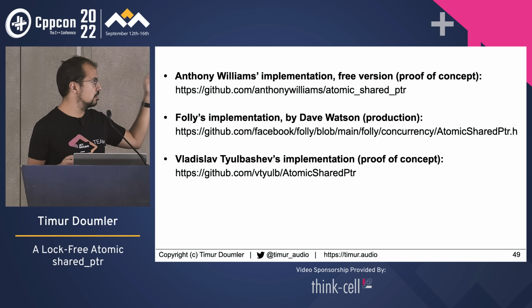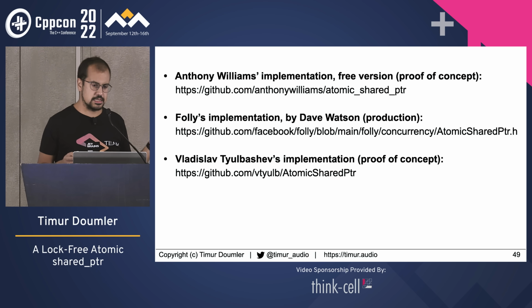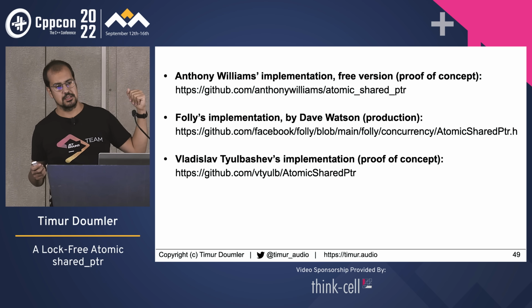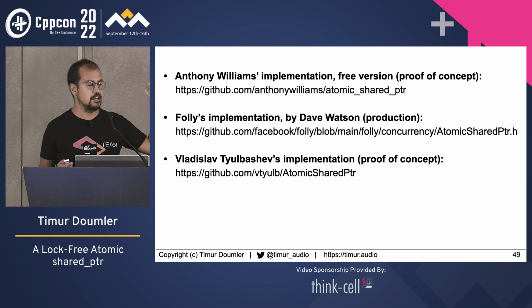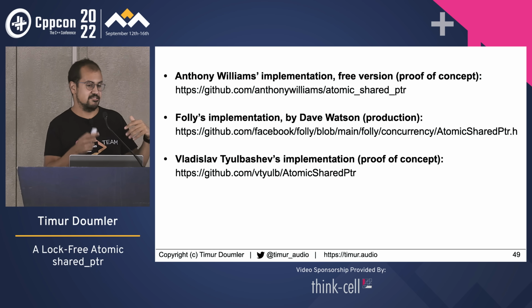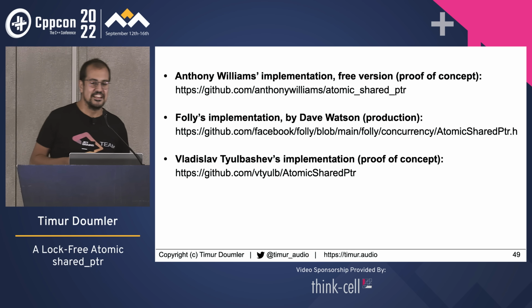And then there's the third one by somebody called Vladislav Tulbashev. He basically looked at Anthony Williams' implementation and said, I don't like this. It's not efficient. And then he looked at Folly's implementation and said, I don't understand how this works. So he went and implemented his own. And he has a blog post about this, which is brilliant. Unfortunately, it's in Russian, so I can read it because I speak Russian, but you probably can't, so maybe Google Translate can help you out. But yeah, it's a very interesting blog post.